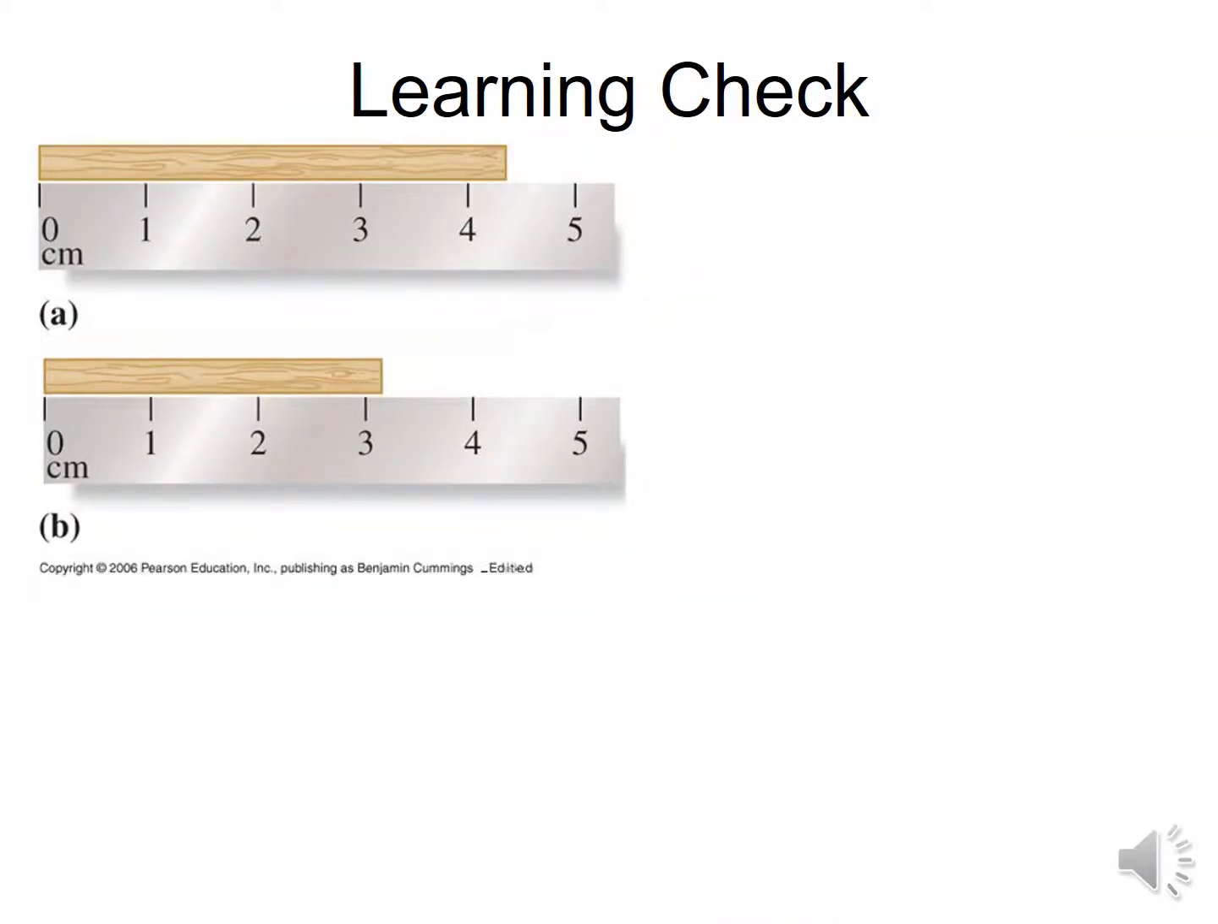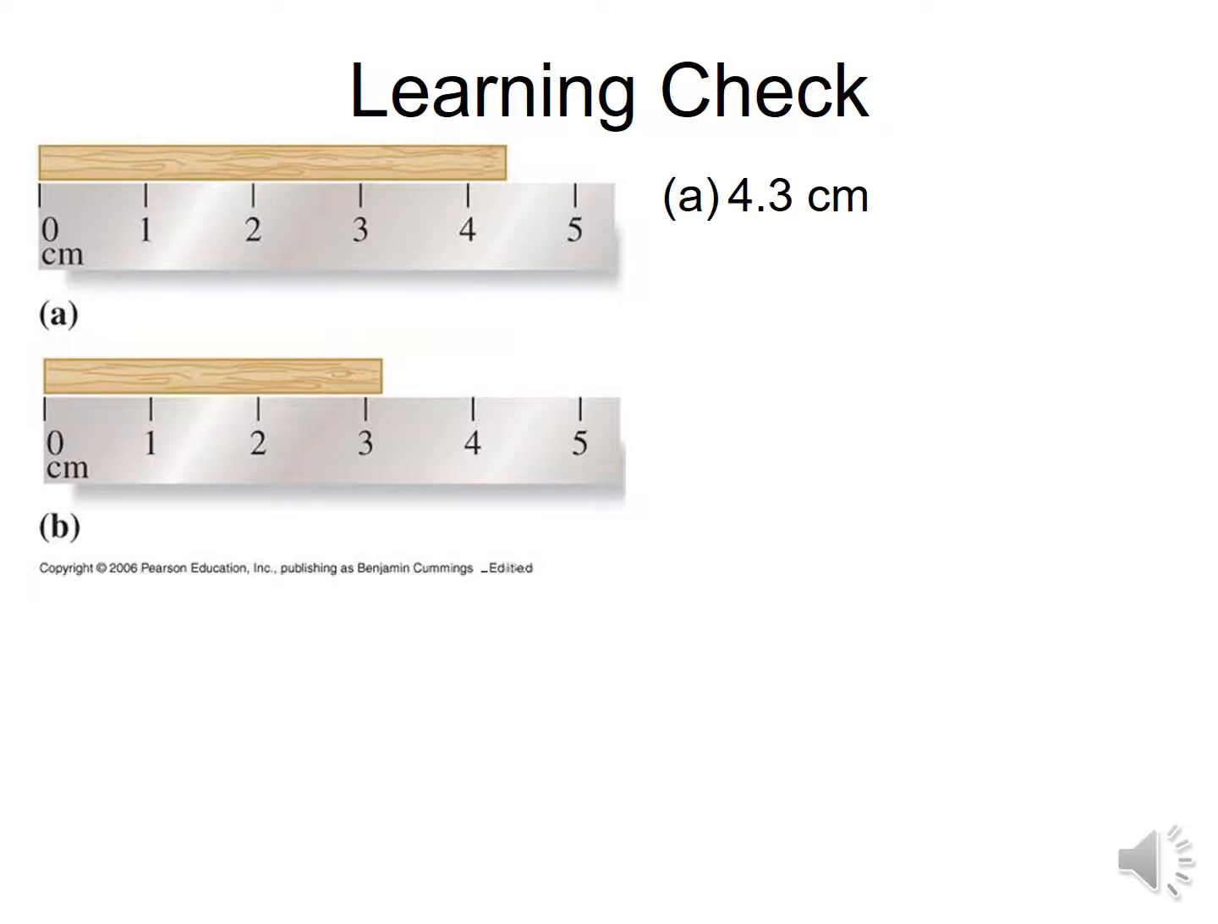So let's check you. What would you say letter A is? Maybe write down your answer. What do you think the answer for A is? What is the length of this stick based on the ruler? What about letter B? What do you think you should write down for letter B? Keeping in mind all of the digits shown plus one more digit that you estimate.